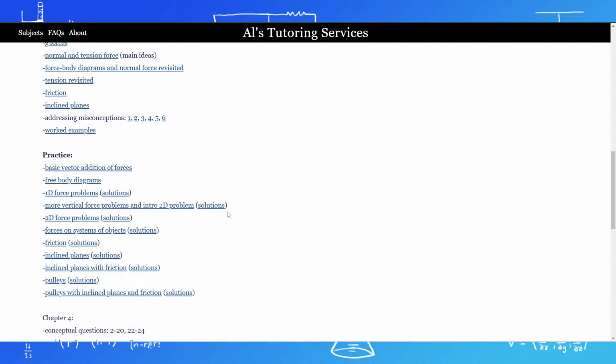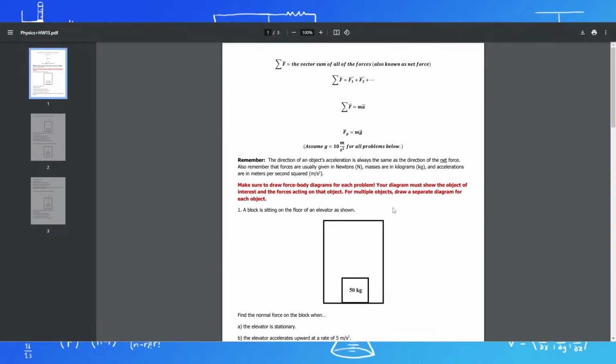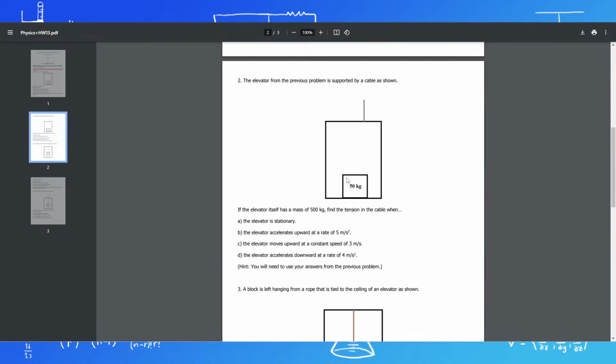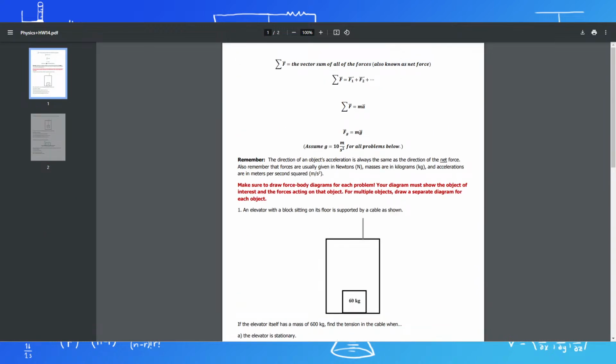I might still go over some of them in these streams. I might still go over the solutions to some of these problems, and I think I might actually want to do maybe not the one from last time, but the next one. More vertical force problems and intro 2D problems. So let me see, do I actually have that open? This was the one from last time. And then, yeah, this should be the next one. Okay, yeah, I think this is a good place for us to start, and maybe that will give me time to sort of figure out what I want to do today.